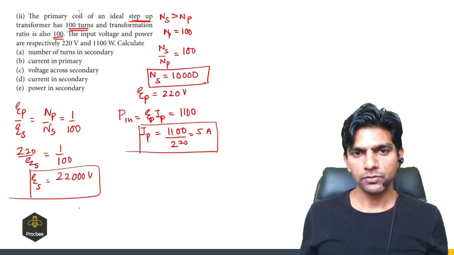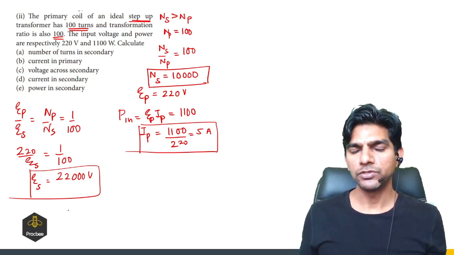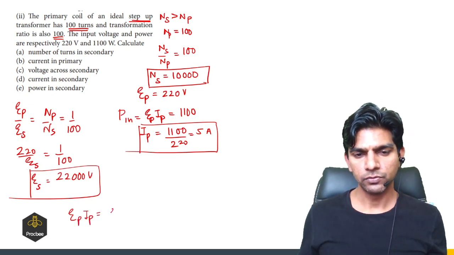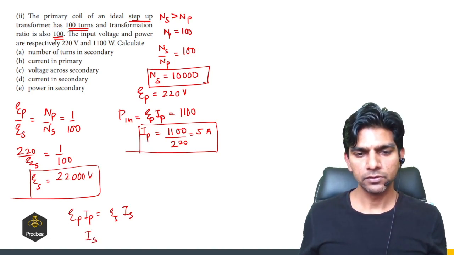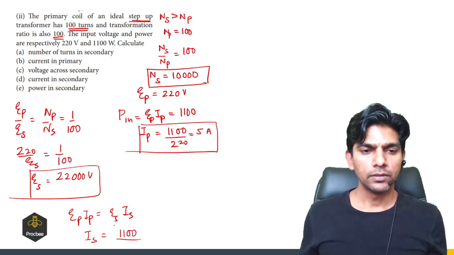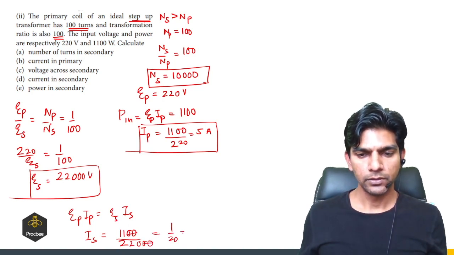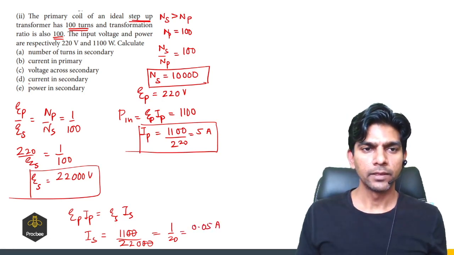Current in the secondary. So in this case, I'm assuming the efficiency to be 100%. So EP IP should be equal to ES IS. From here, I can find the current in the secondary. So the current in the secondary will be 1100 divided by 22,000. So that will be 1 by 20, which is 0.05 ampere, right? So that is the current in the secondary.